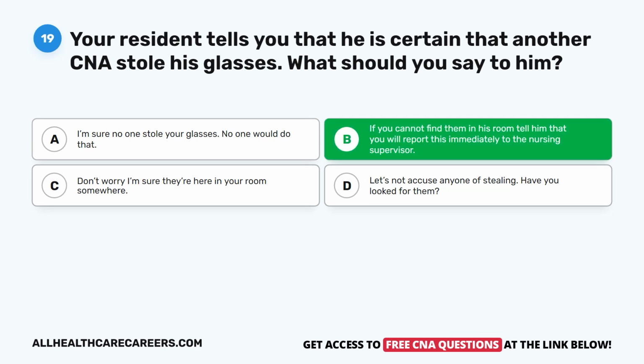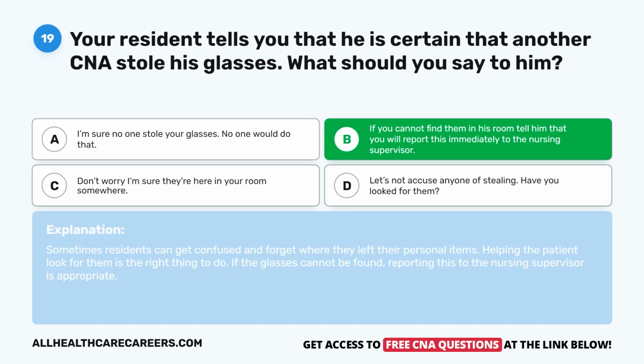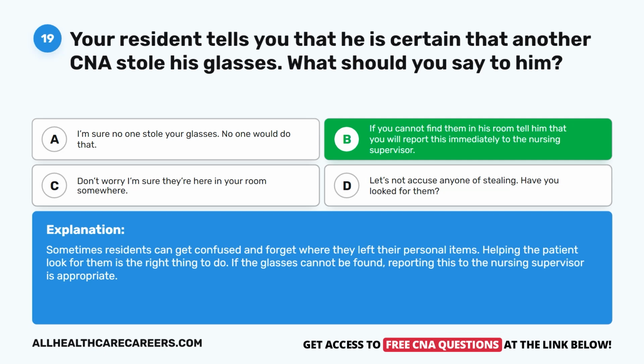The correct answer is B. If you cannot find them in his room, tell him that you will report this immediately to the nursing supervisor. Sometimes residents can get confused and forget where they left their personal items. Helping the patient look for them is the right thing to do. If the glasses cannot be found, reporting this to the nursing supervisor is appropriate.